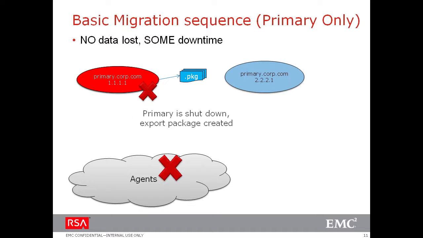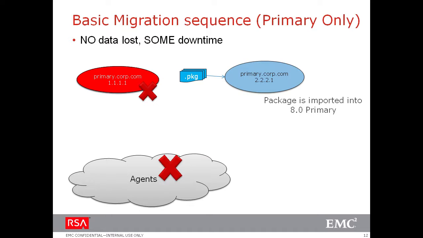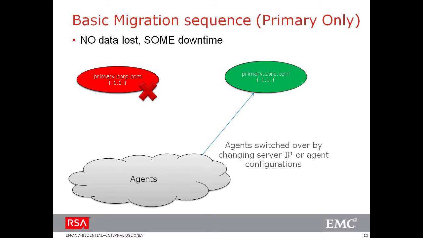So here you can see the primary 7.1 system has been brought down and an export package has been created. At this point, the agents are no longer able to authenticate. The package is then imported into the 8.0 primary. And at that point, you can change the IP address of the primary to match the IP address of the old primary. At this point now, the agents are switched over, and they don't even know that a transition actually happened, that the cutover actually even happened.